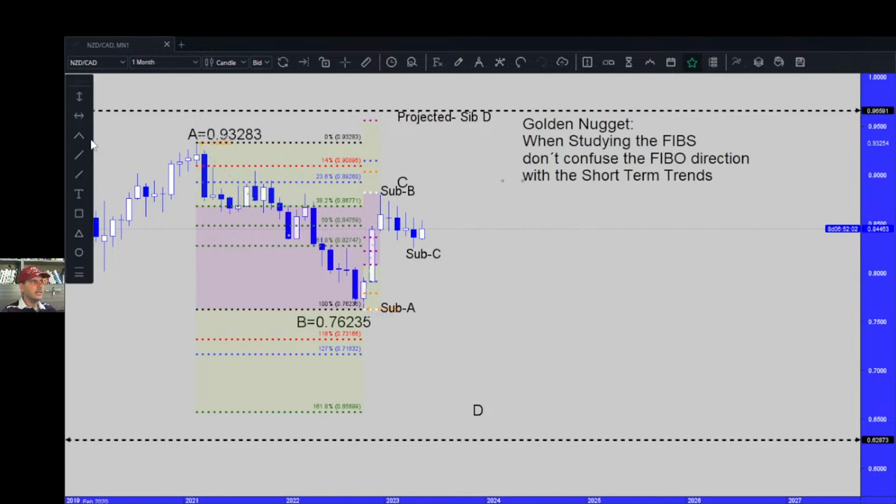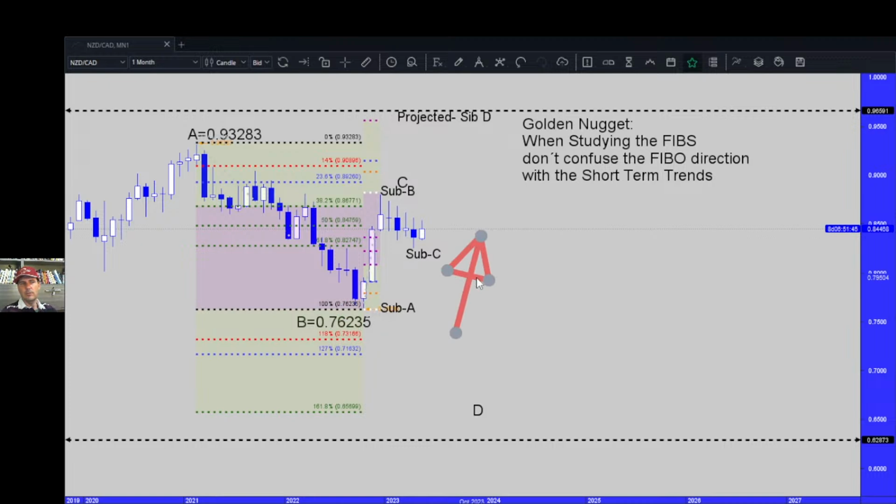Alright everybody, golden nugget. When studying, when analyzing the Fibonacci's, capital A, capital B, capital C, don't confuse Fibonacci direction with the short-term trend, because some of you said last time, oh, but it's making higher highs, higher lows. Sure, but it doesn't change the original Fibonacci direction. Everybody, if you are going to use the Fibonacci's, you should trust the Fibonacci. Makes sense? This market is going to push down.